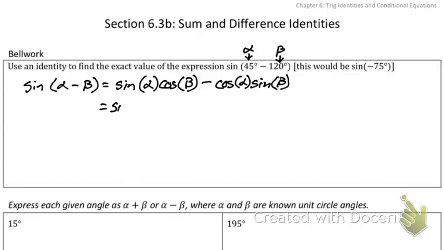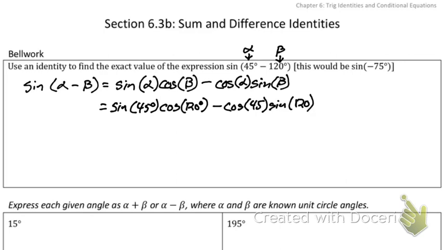So you're going to have sine of 45 degrees times the cosine of 120 degrees minus cosine of alpha, which is 45 degrees, times sine of beta, which is 120 degrees. Now you just have to use your unit circle, which is on that guide I gave you as well. So you had everything you needed on that guide. All right, the sine of 45 degrees is square root of 2 over 2.